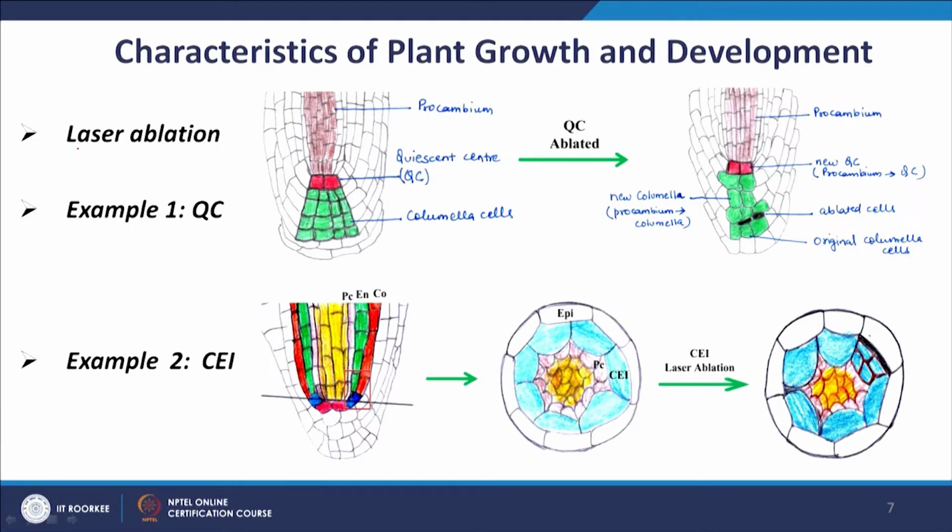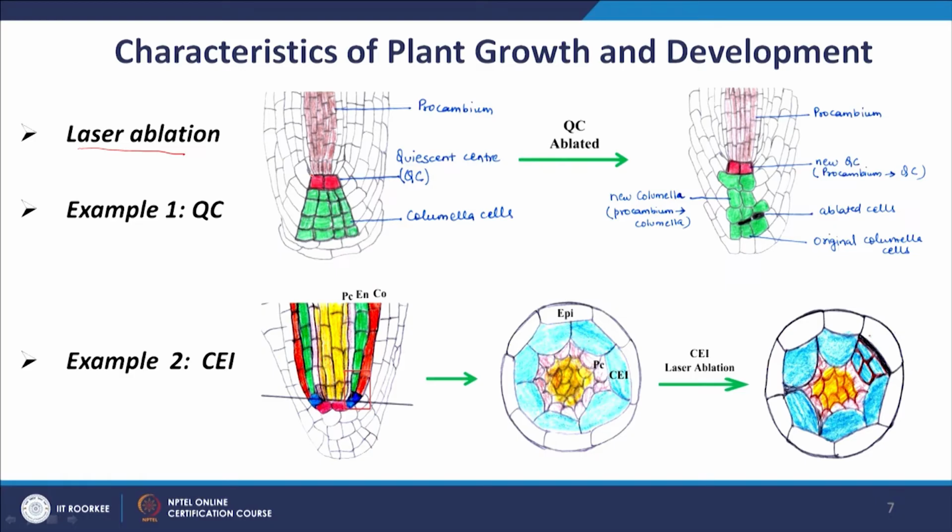Another very important technique which can be used to distinguish whether cell fate is determined by lineage or by position is laser ablation. Laser ablation is a technique through which, in a very specifically targeted way, you can kill some cell and then look at what happens to the neighbouring cells.